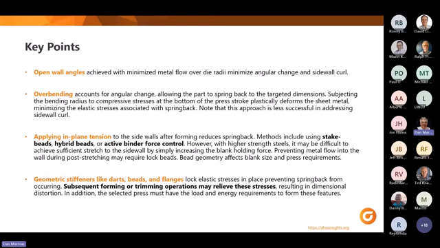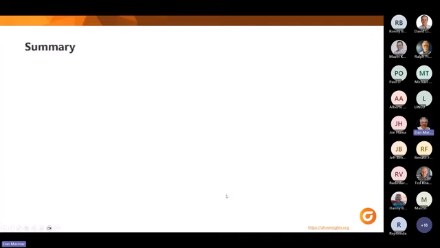The best way to handle all this springback is to cut it off right at the OEM or your supplier and ask for geometric stiffeners like darts, beads, or flanges to lock in those elastic stresses to prevent springback from occurring in the first place. All the forming and trimming operations you do after the fact will relieve those stresses, resulting in dimensional distortion. In addition, you often have to increase the press requirements to have more load and energy to form those features, especially with dual phase or ultra high strength steels.